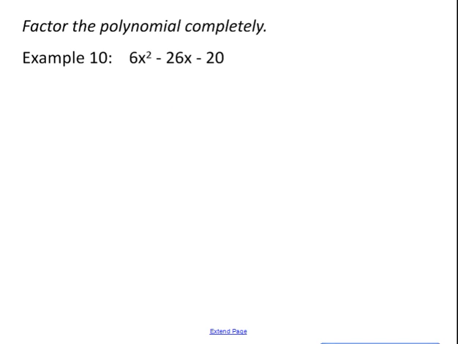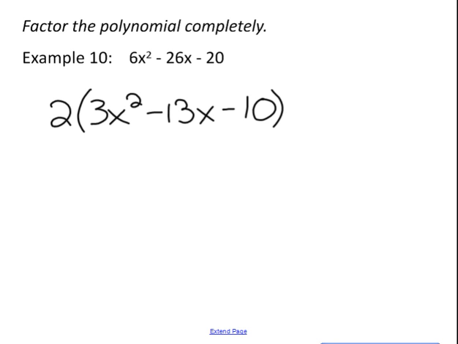Remember, the first thing you want to look for is the GCF. Do they have any numbers in common or any variables in common? If you look at 6, negative 26, and negative 20, you notice that they do have 2 in common. We're going to factor out a 2. If I take 6x squared and divide out a 2, that leaves me with 3x squared. If I have negative 26x and divide out a 2, I get negative 13x. And if I take negative 20 and divide out a 2, I get negative 10.